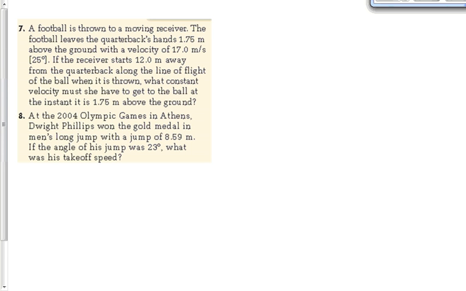What constant velocity must she have to get the ball at the instant it is 1.75 meters above the ground? In other words, you're throwing it from 1.75 meters above the ground at an angle of 25 degrees. It's being caught when it's 1.75 meters above the ground. So it doesn't matter whether it's 10 meters above the ground or 1.75 meters above the ground. If it lands at the same height that it started at, or is caught, I should say, at the same height that it started at, then the vertical displacement would be 0. Okay, we got a funny angle here.